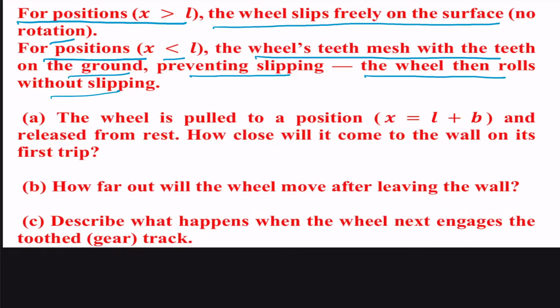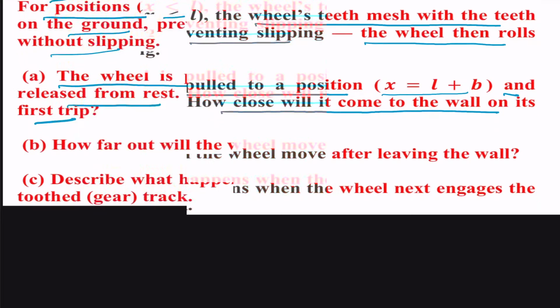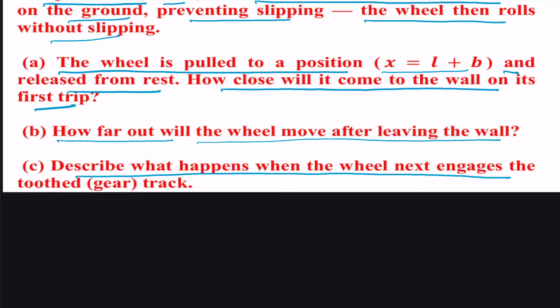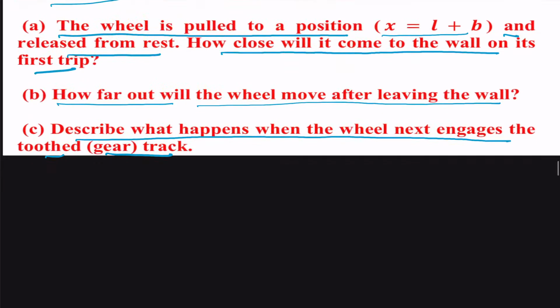So based on this, we have three questions. The wheel is pulled to a position x equal to L plus B and released from rest. Part A: How close will it come to the wall on the first trip? Part B: How far out will the wheel move after leaving the wall? And part C: describe what happens when the wheel next engages the tooth gear track. The question language is a little complicated because of this mention of the tooth gear. Otherwise it is only based on whether there is pure rotation or slipping. That's the only purpose of this tooth.